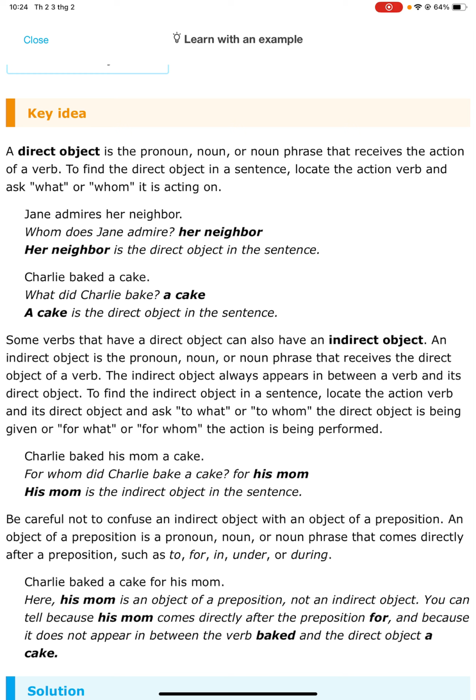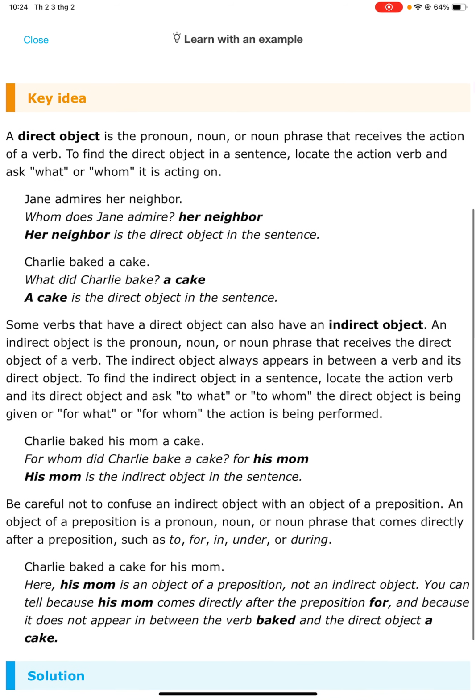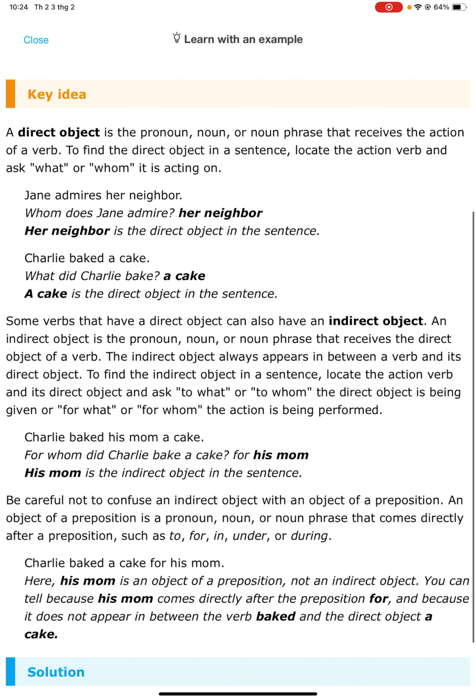Or, Charlie baked a cake. What did Charlie bake? A cake. So a cake is the direct object in the sentence. Of course, some verbs that have a direct object can also have an indirect object. A direct object will be in every sentence. An indirect object might not be, but a lot of sentences that have a direct object can also have an indirect object.